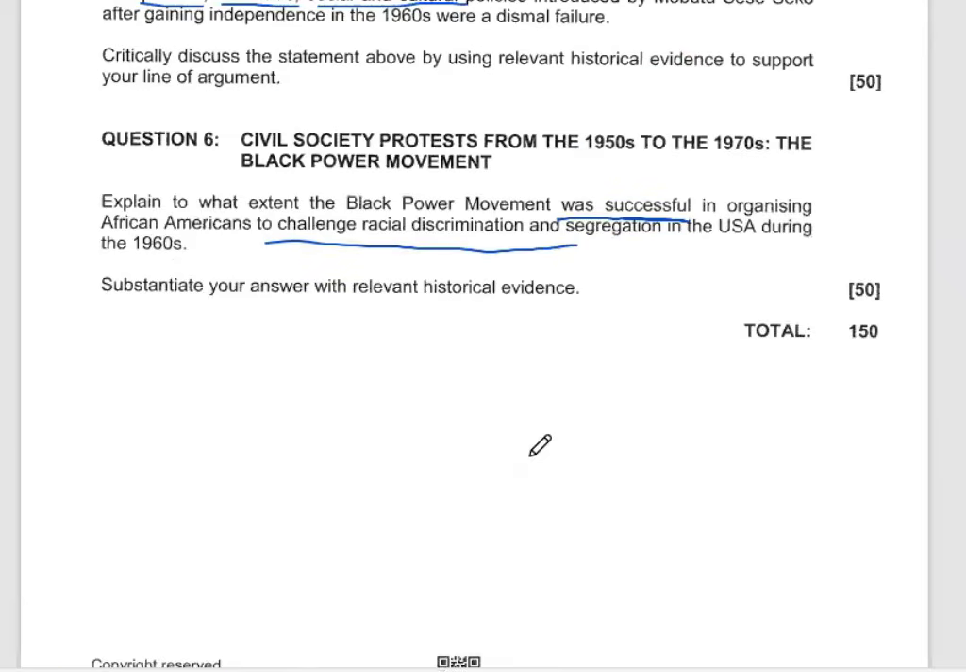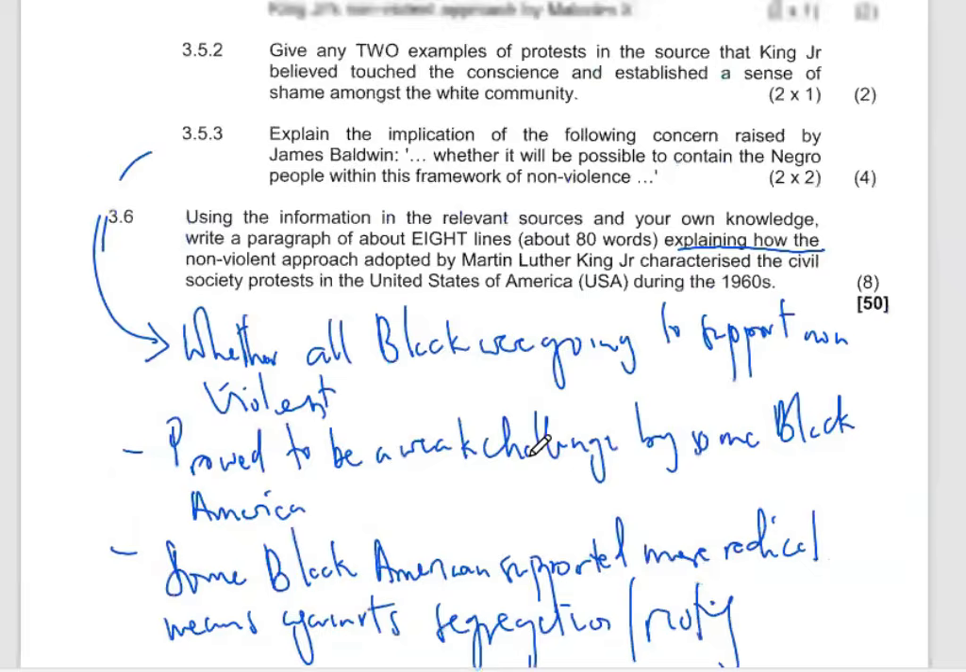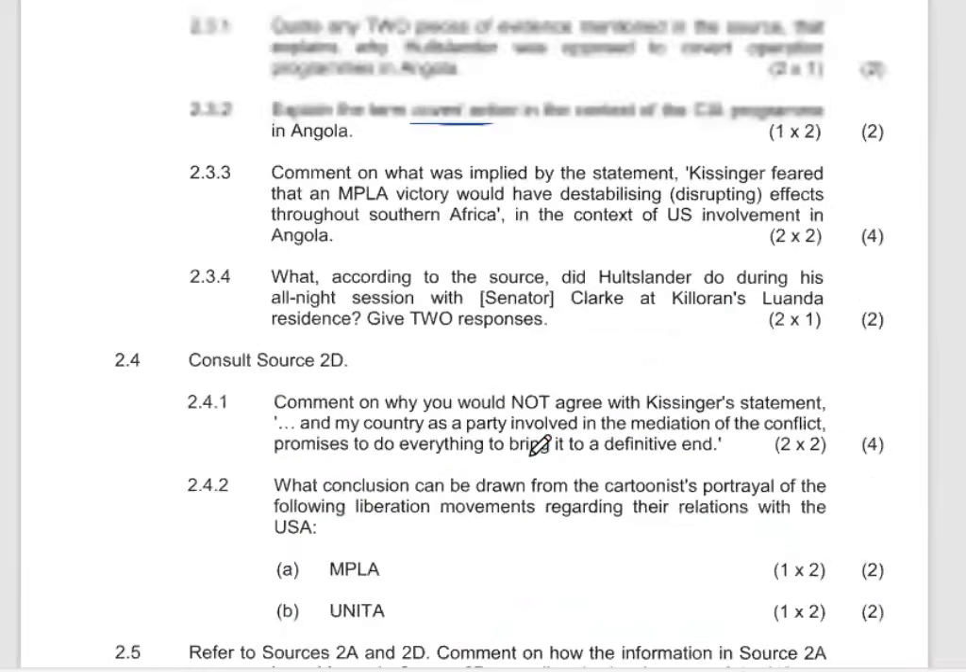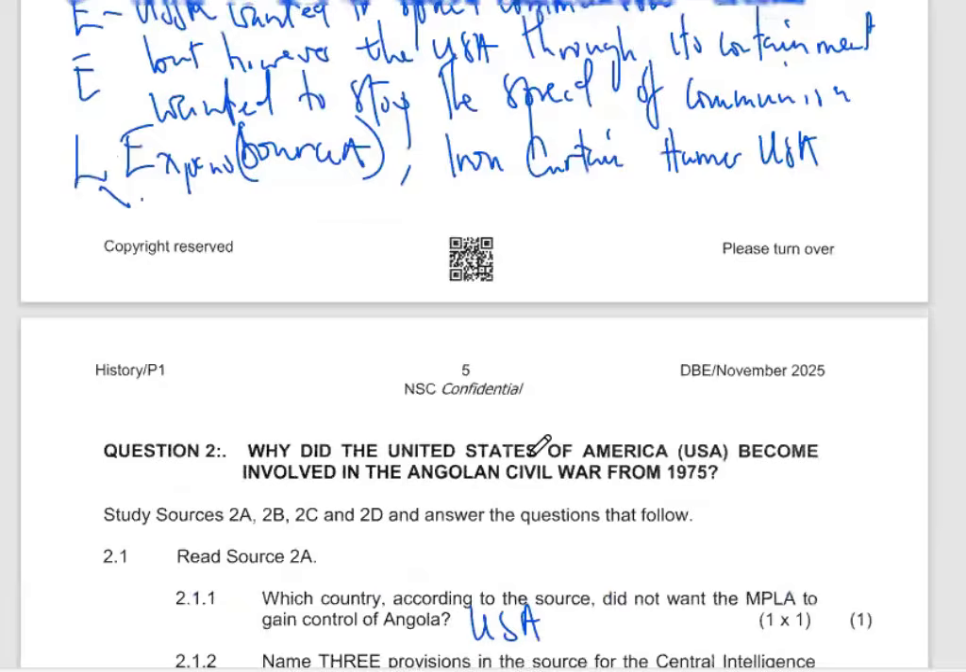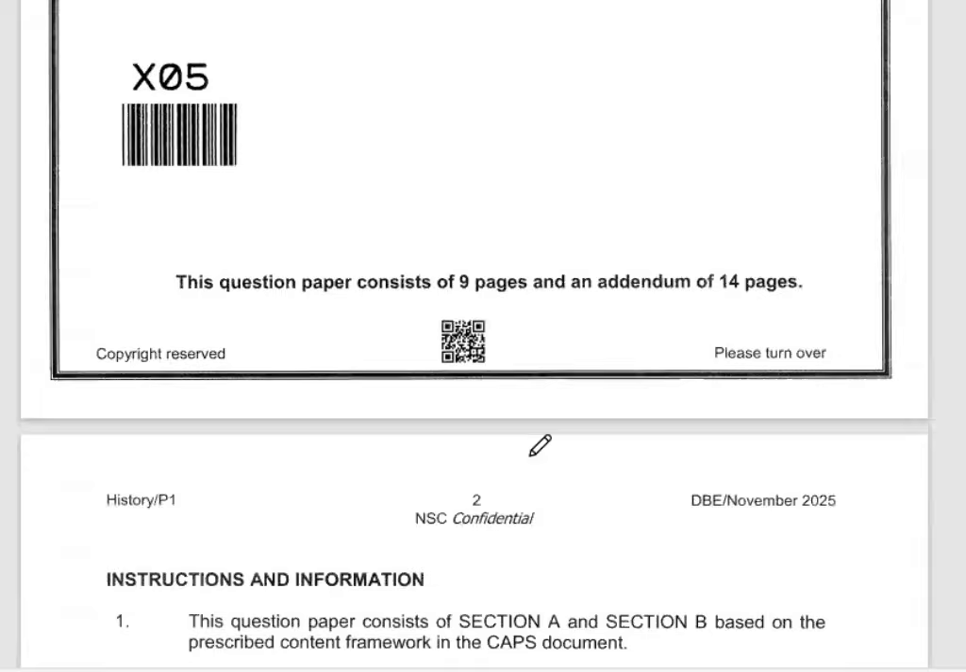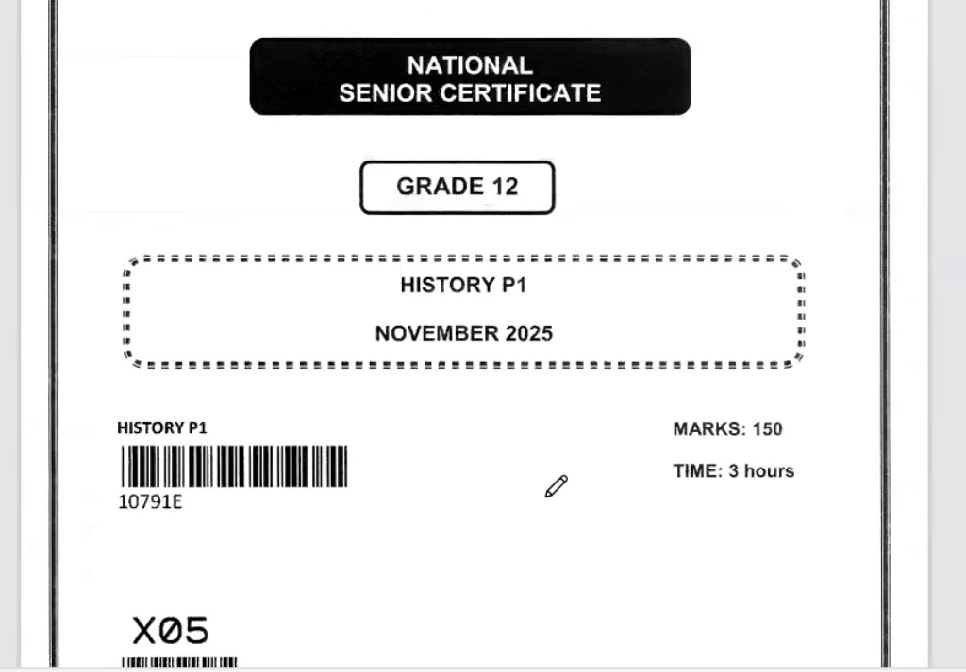So with that said, I think that takes us to the end of our discussion on this particular paper, which is our History Paper 1. The overall impression is that it is a promising paper, on which an average learner can ultimately score a very good mark.